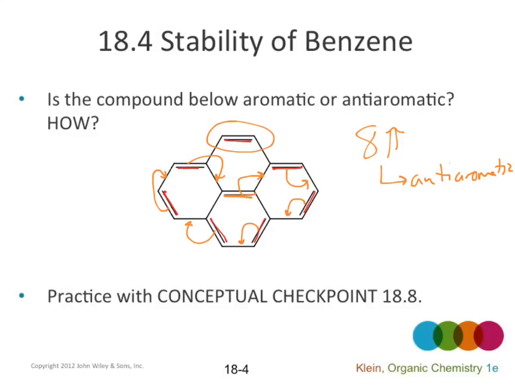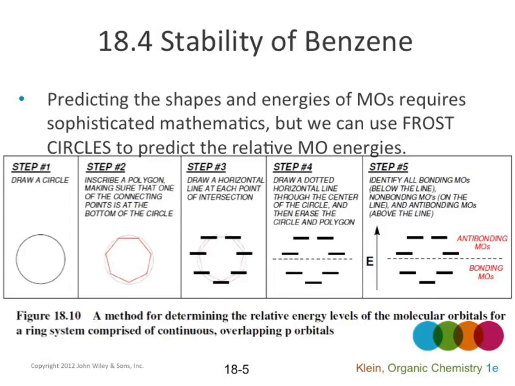I ended real quickly and said there was a simple way that you could look at the molecular orbitals, and that's looking at what they're referring to as Frost circles. So if you draw a circle and then inscribe the shape of your pi system within that circle with the point aimed down, why would we put the point downwards?